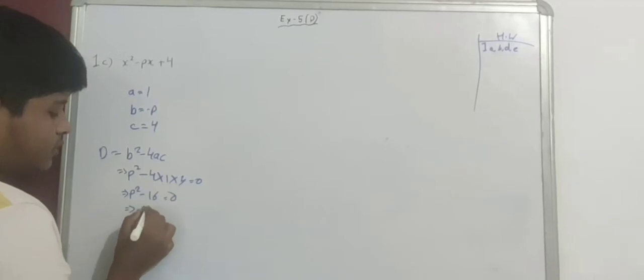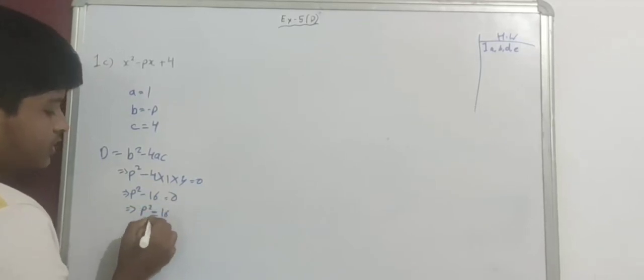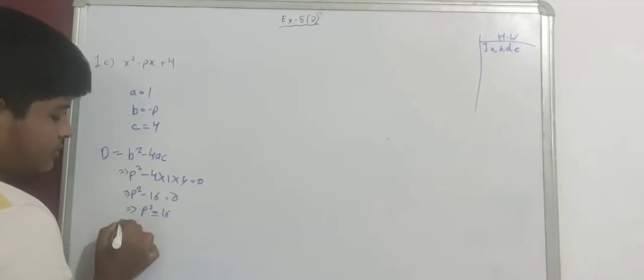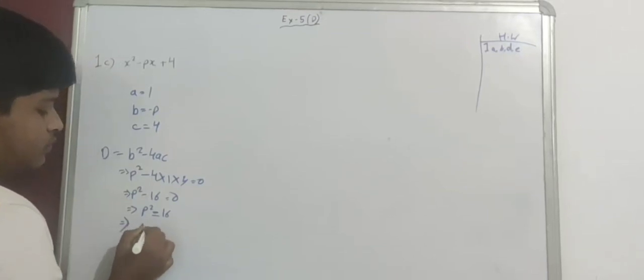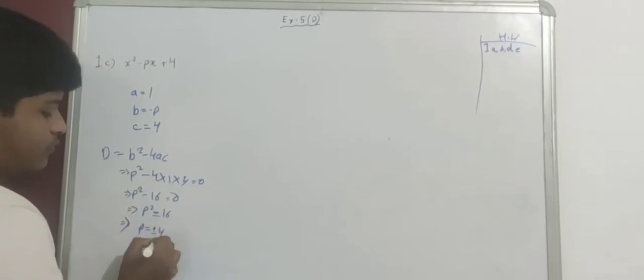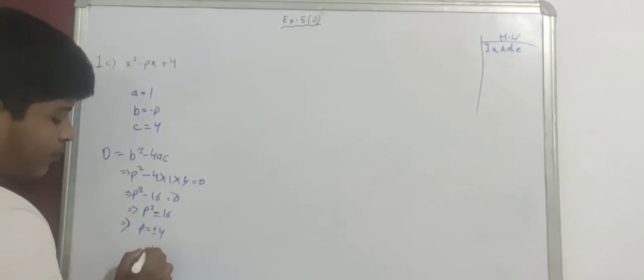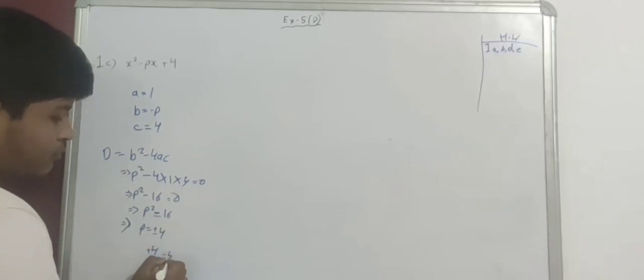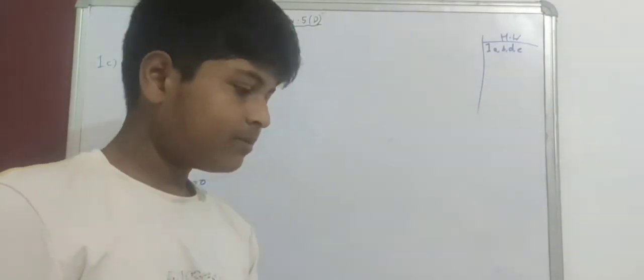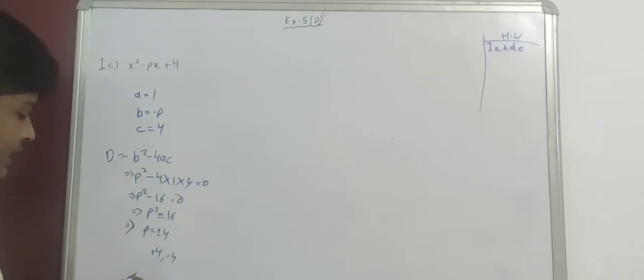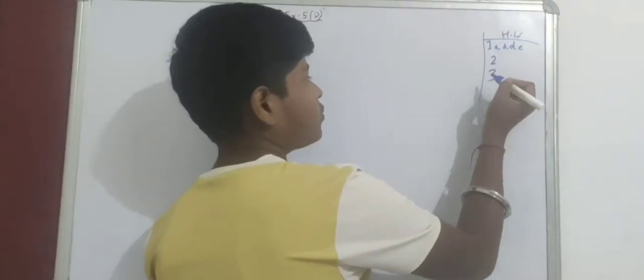Here p square is equal to positive 16 and p is equal to plus minus 4. So your answer is positive 4 and negative 4 both. So you will go with option number 4, either plus 4 or minus 4. 2 and 3 are homework.